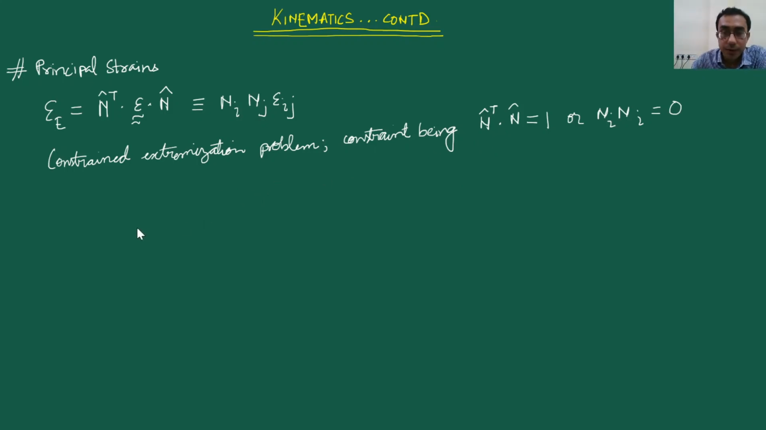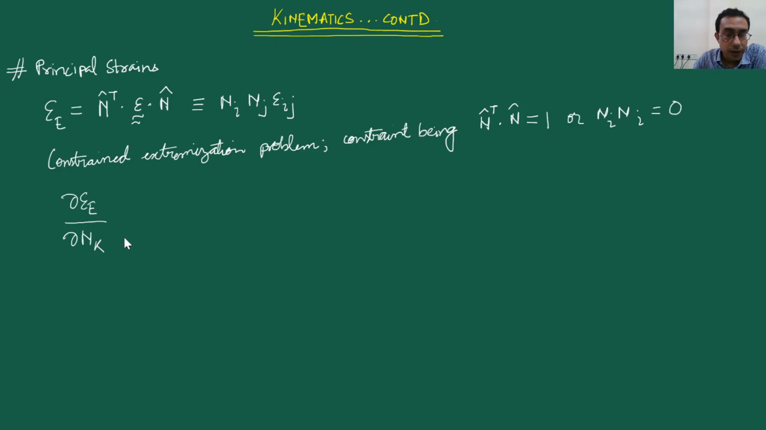Now, how can we set up the problem? Okay, so we want to maximize the epsilon e. So if we want to maximize the epsilon e with respect to the variation of what? With respect to the variation of this ni. So let me write that down. Now I don't want to use either the ni or the nj. I want to keep it generic, and I will write this as nk.